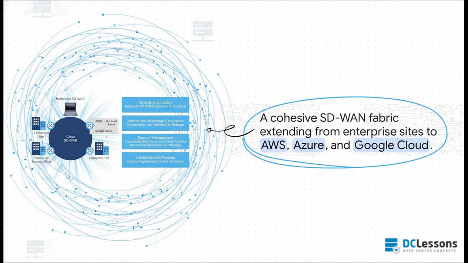Now, I love this slide because it just makes it all so clear. This is the goal, right? A single, unified, centrally managed SD-WAN fabric that stretches seamlessly from your sites and data centers straight into your workloads, whether they're running in AWS, Azure, or Google Cloud. What does that mean for you? It means consistent policy, security, and performance no matter where your stuff is.